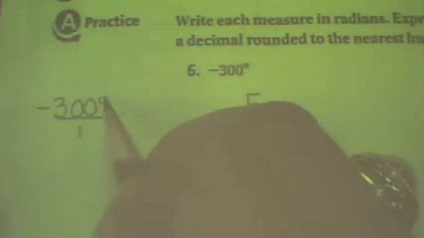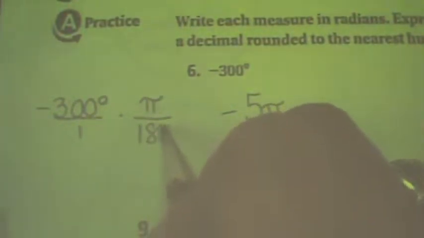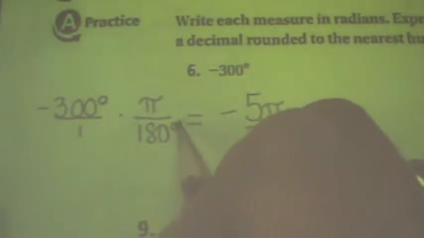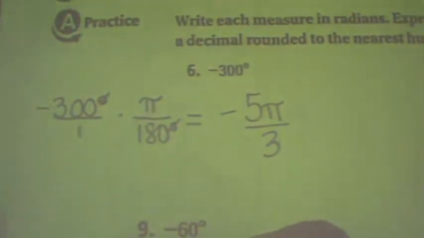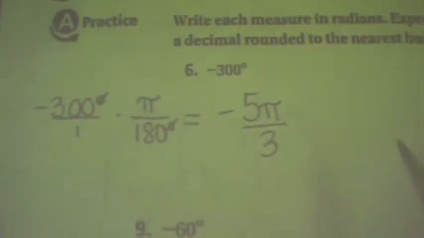You take the question and multiply it by, since you want to get rid of the degree, pi over 180. The degrees cancel. And then all you really have to do, if you have a calculator, is divide this and convert it to a fraction. And you get negative 5 pi over 3.